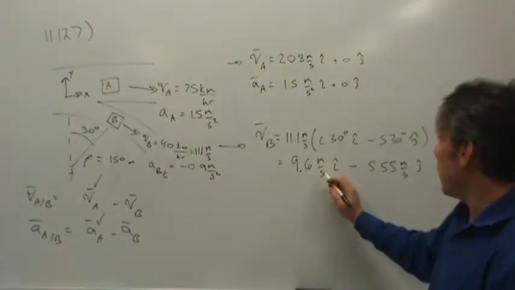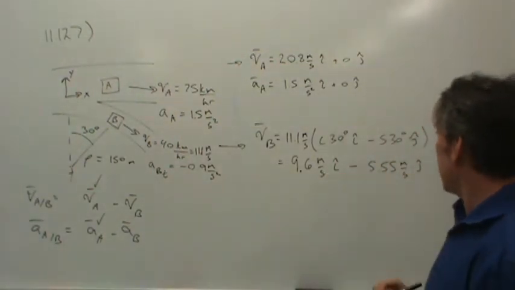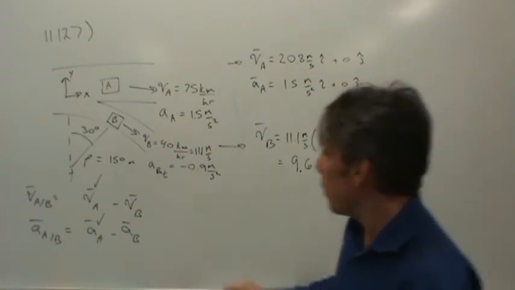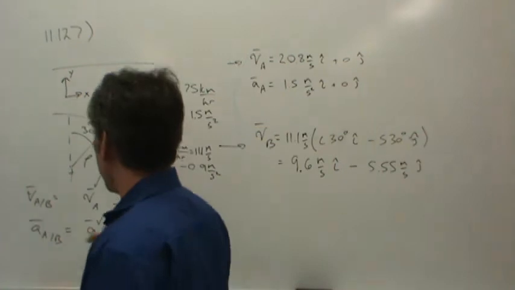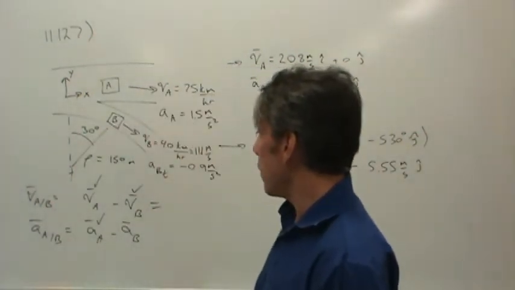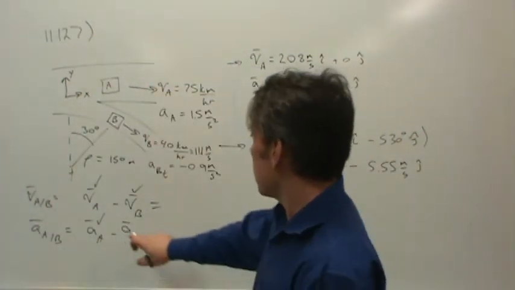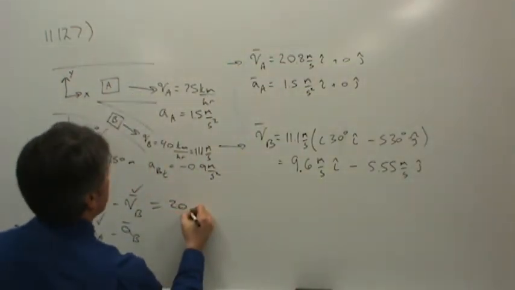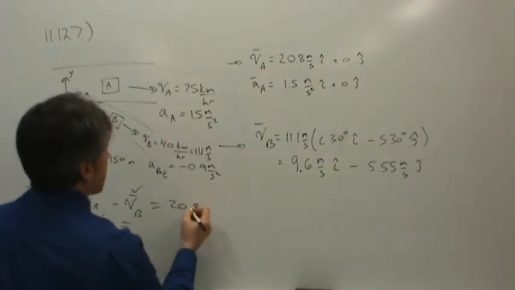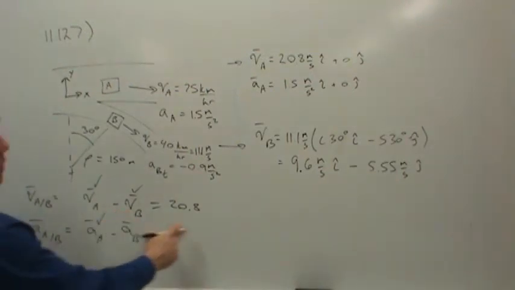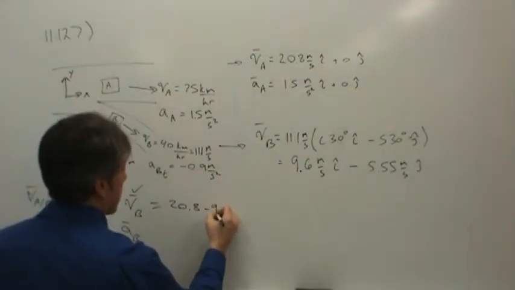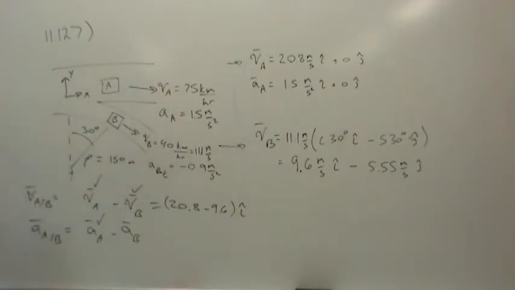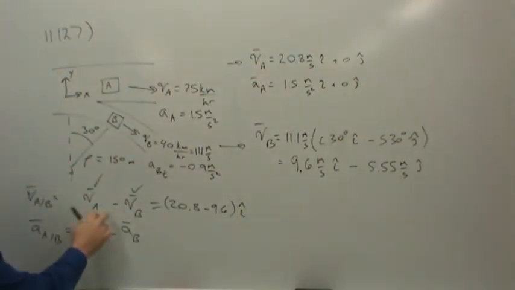Okay, so 9.6 meters per second I, and 5.55 meters per second j in the negative direction. And so now we have everything we need in order to calculate the velocity of A with respect to B. So let's plug in the velocity of A. It's 20.8 meters per second. We need to subtract off the x component, so minus 9.6, and this will be in the I direction for B. Okay, that takes care of one component.